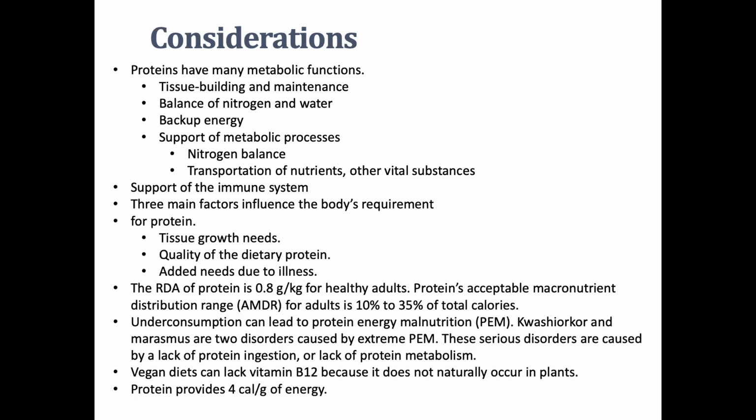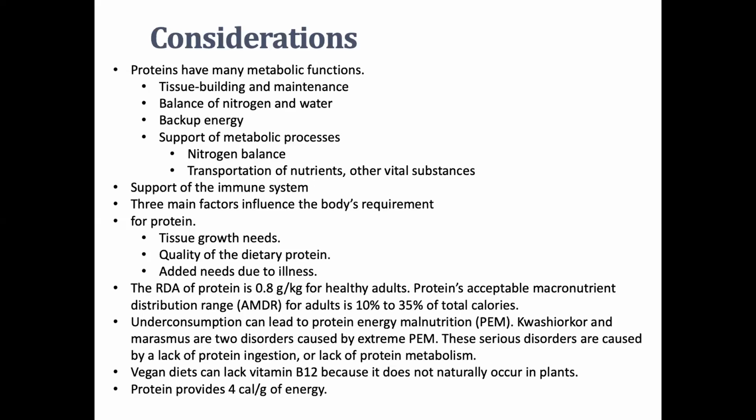The recommended daily allowance of protein is 0.8 grams per kilogram body weight for healthy adults. Protein's acceptable macronutrient distribution range, its AMDR, is between 10 to 35% of your total calories. Underconsumption can lead to protein energy malnutrition. Examples include things like kwashiorkor and marasmus, which we'll see a picture of here in a minute. And that usually comes from lack of protein or lack of complete protein in the diet.